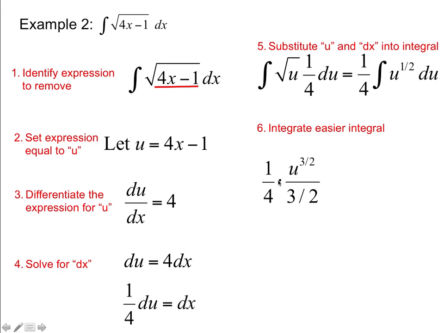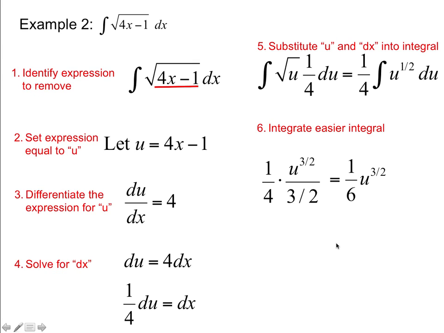I've got 1/4 times, and then I've got 3 over 2 in the denominator. So 3 over 2 in the denominator is the same as 2 over 3 multiplying. So we have to think of this as 2/3 times 1/4, which is 2 over 12. And if we reduce that, we get 1/6. So this is 1/6 u to the 3/2 power.